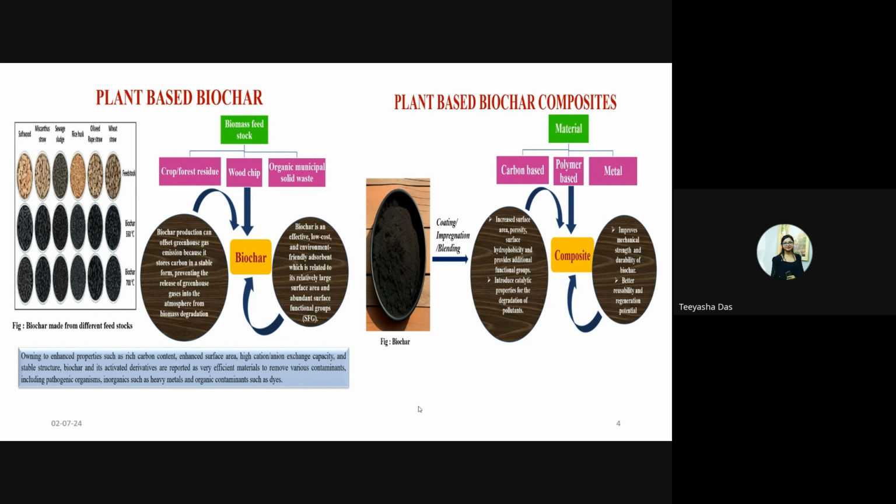Now, what are plant-based biochar composites? So here, the biochar is coated, impregnated, or blended with carbon-based material or any polymer-based material or any metal and forms a composite. Now, this composite has increased surface area and increased porosity. Then it also provides additional functional groups, introduces catalytic properties for the degradation of pollutants, and also improves the mechanical strength and durability of the biochar. It also has better reusability and regeneration potential.